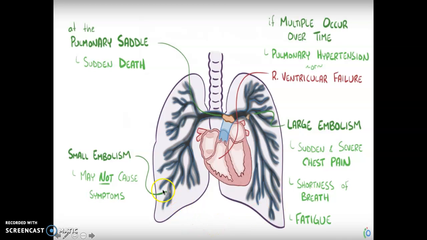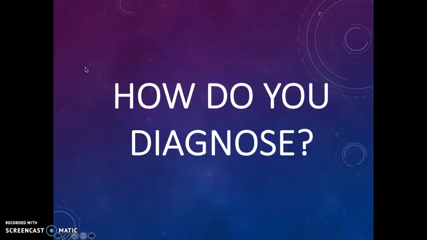So if the patient has a small embolism, it might not cause any symptoms and it may go unnoticed. However, sometimes the embolism can be large enough to block the pulmonary circuit at the level of the bifurcation of the pulmonary arteries, and this is called a saddle embolus, and this can also cause sudden death. So how do you diagnose?